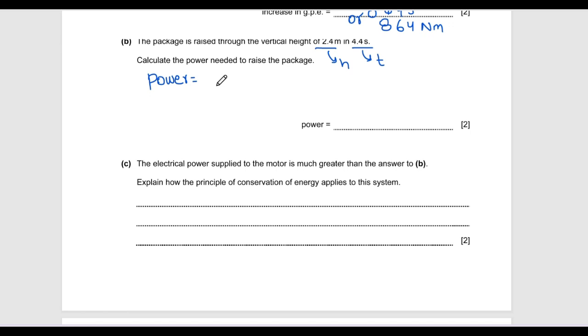Power has the formula of energy supplied or delivered per second, or per unit time. So we can just substitute the values in the formula. We know that energy that we have already calculated is 864 and the time is given by the question. So it would be 864 joules over 4.4 seconds. When you put it into your calculator, it will give you 196 watt. Watt is the unit of power. And if you want to write the unit joules per second, it's okay.